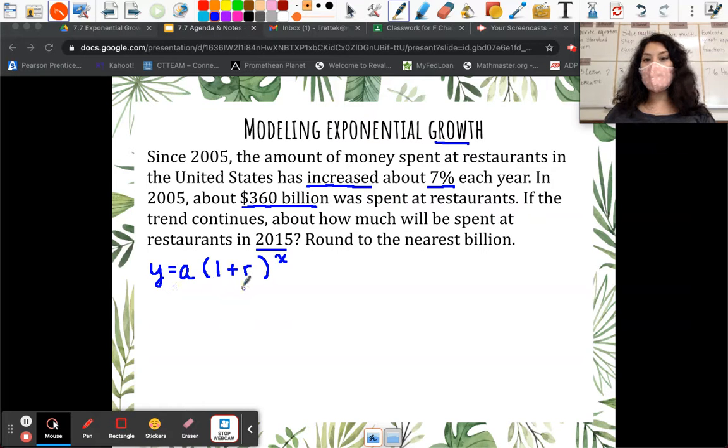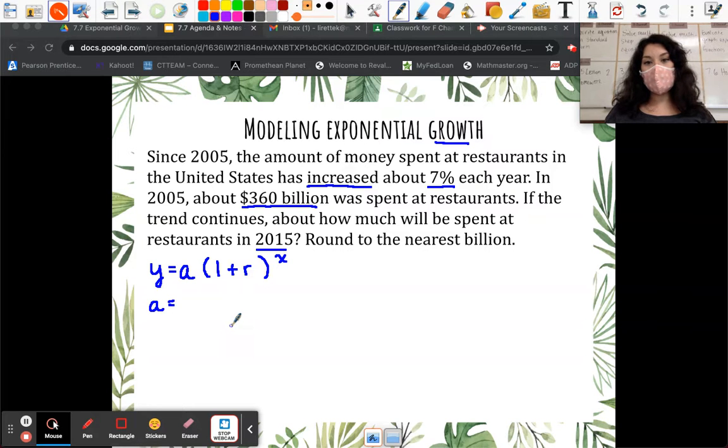And now that I know what formula to use, I can start going back into the problem and figuring out what's what. What does each variable represent? What's going to be each number? So the A value is your initial amount. In this particular example, we're looking at 2005 as the starting point. So the initial amount is the amount of money that was spent in 2005, which we're told is 360 billion.